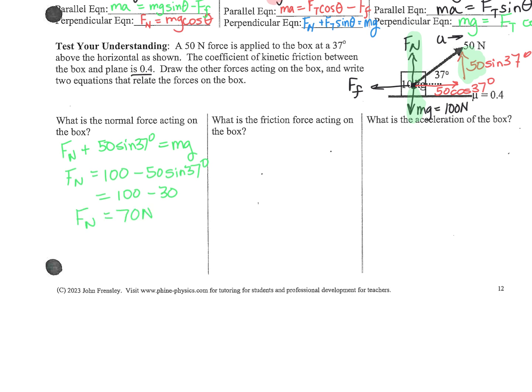Now what's the frictional force acting on the box? Well, the frictional force, if you remember, is mu kinetic, since it's moving, times the normal force, which means it is 0.4 times that 70, which means it is 28 newtons. So the force of friction is 28 newtons. Okay?